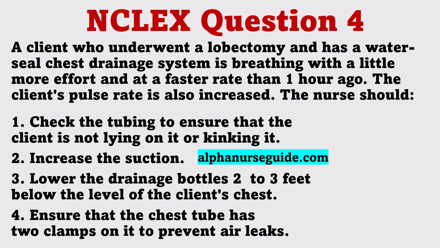The correct answer is 1. In this case, there may be some obstruction to the flow of air and fluid out of the pleural space, causing air and fluid to collect and build up pressure. This prevents the remaining lung from re-expanding and can cause a mediastinal shift to the opposite side. The nurse's first response is to assess the tubing for kinks or obstruction. Increasing the suction is not done without a physician's prescription. The normal position of the drainage bottles is 2 to 3 feet below chest level. Clamping the tubes obstructs the flow of air and fluid out of the pleural space and should not be done.